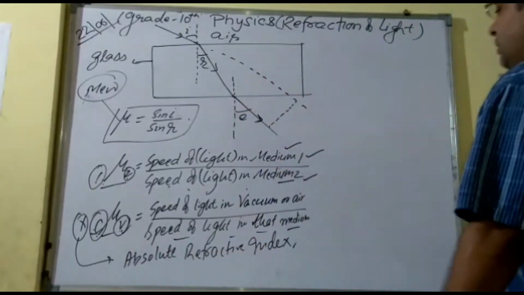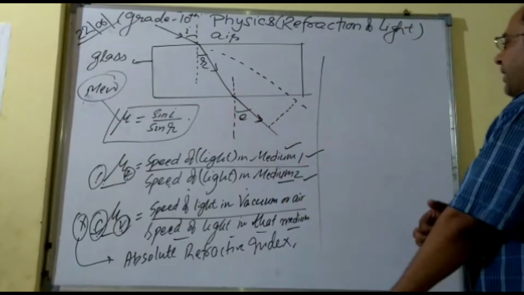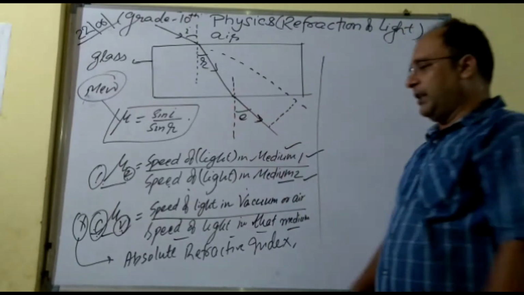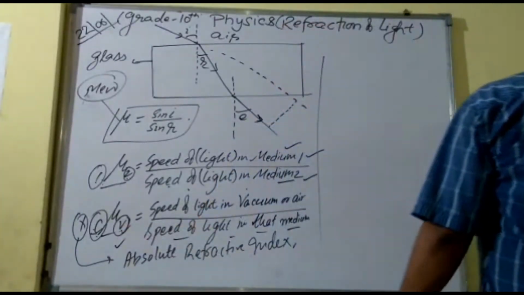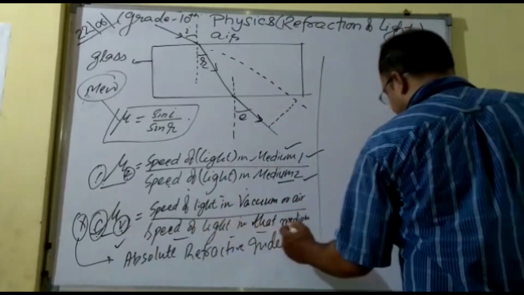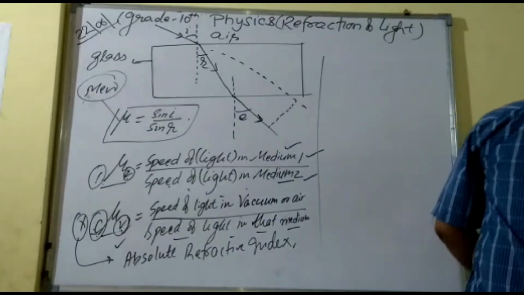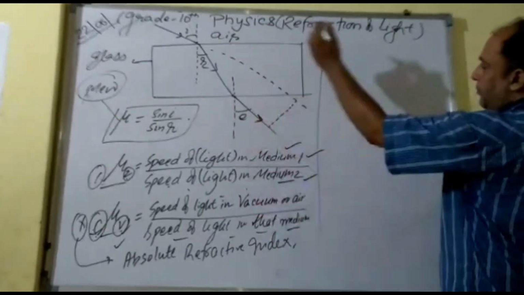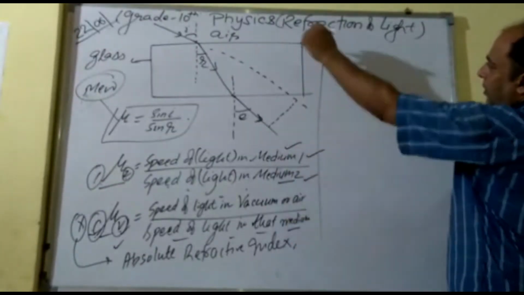Okay. Now these are the basic concepts of the refractive index. Any one of the definitions you can write, but if it is asked to define absolute refractive index, then you must write the speed of light in vacuum or air to the speed of light in that medium. So how to calculate it now? It is C and it is V.